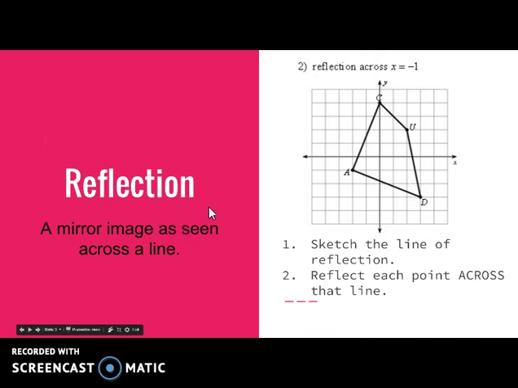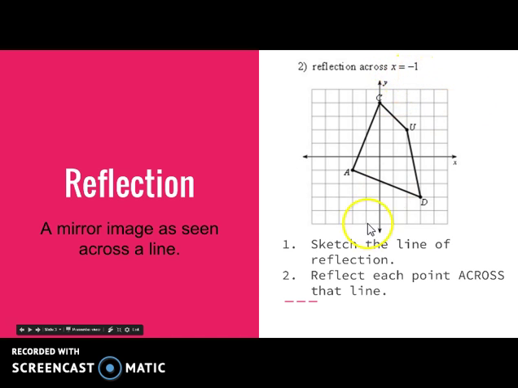Okay. The next transformation we're going to talk about is a reflection. A reflection is a mirror image as seen across a line. Okay, and so if we want to reflect this, they're always going to tell you what line to reflect it across. A lot of times that'll be an axis. They might say reflect this across the y-axis or the x-axis. But in this case, they want you to reflect it across the line x equals -1.